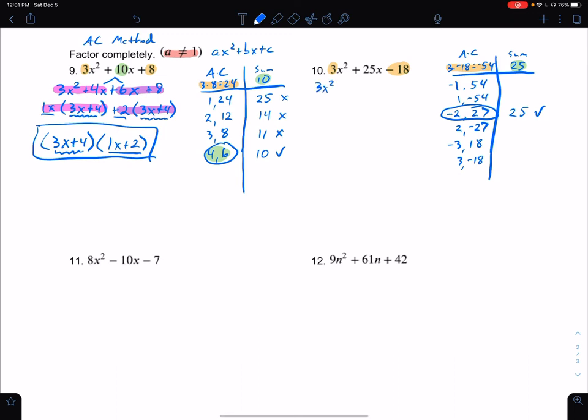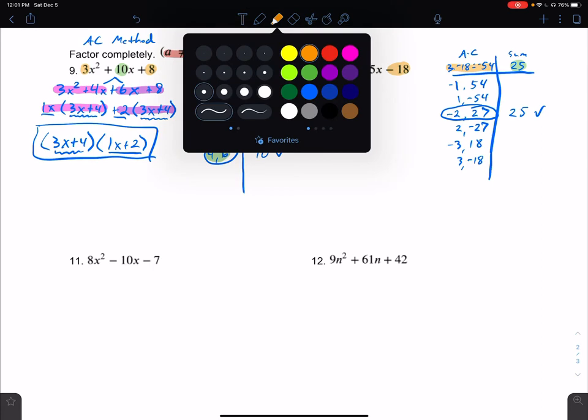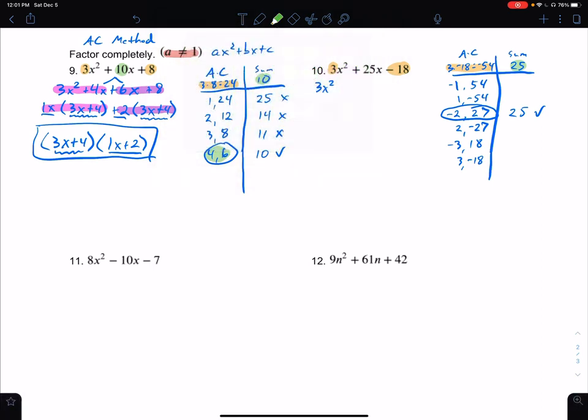The 3x squared, we're supposed to highlight this in green. Remember, that's where that 25 came from. And then the minus 18. I have negative 2 and a positive 27.